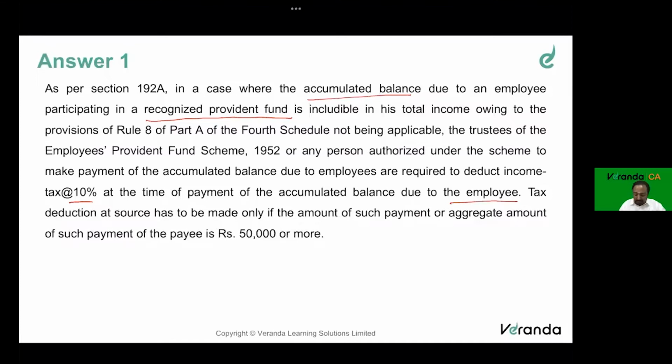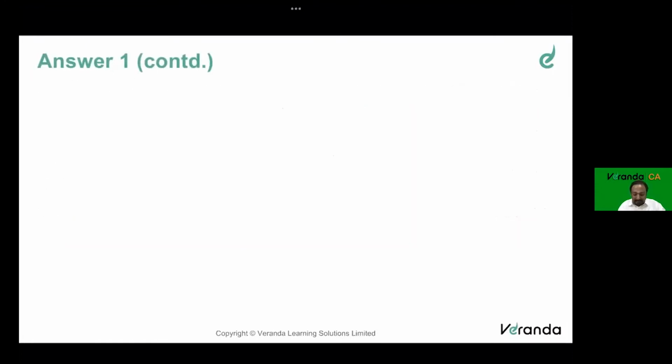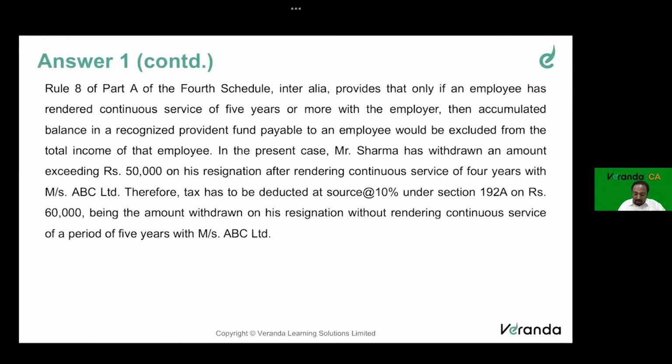So it is only if it crosses 50,000. All this we discussed, right? So what is the next thing that they're saying? They say, according to that, it is not applicable. The PF deduction is not required if it is for continuous service of 5 years or more with the employer. Then it would be excluded from the total income of the employee, which means it shall not be tax deductible in the hands of the employee.